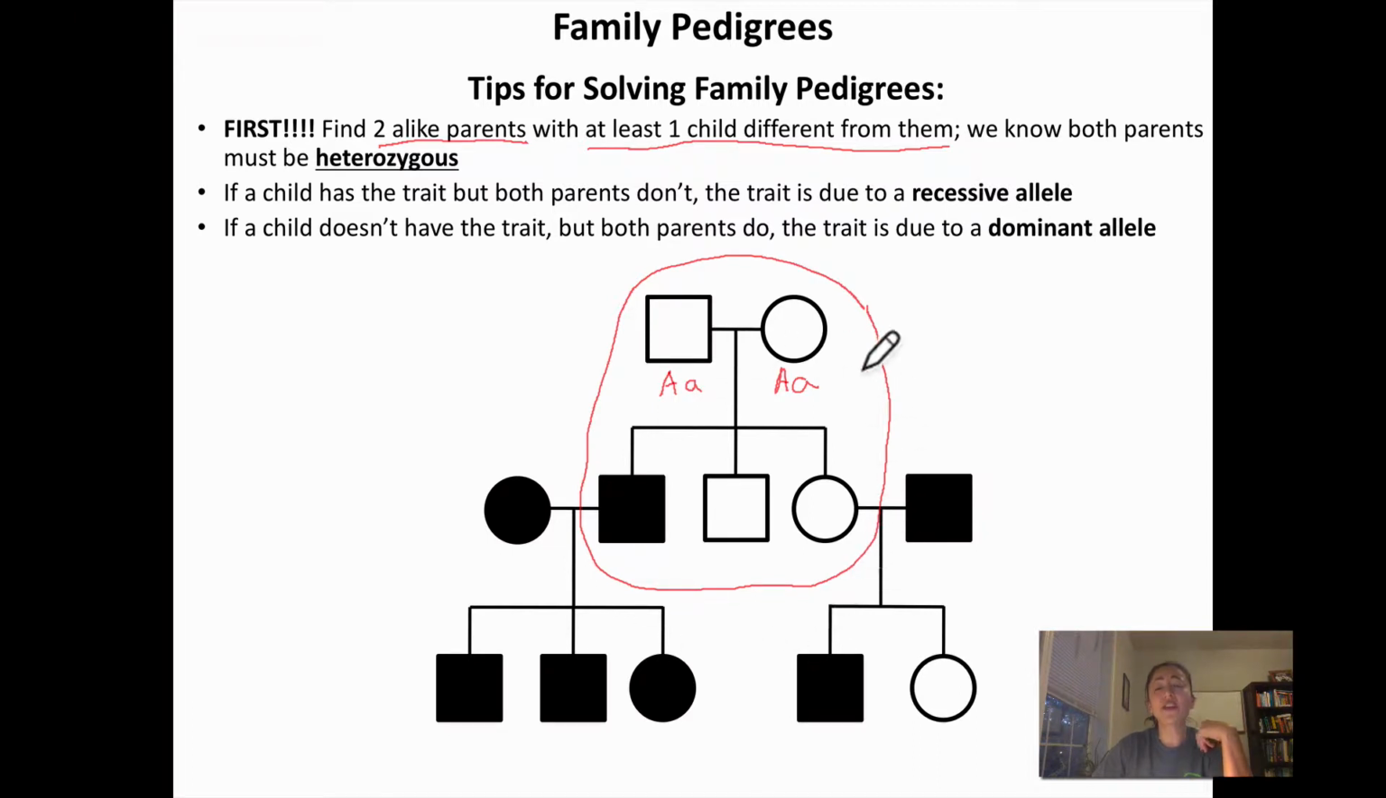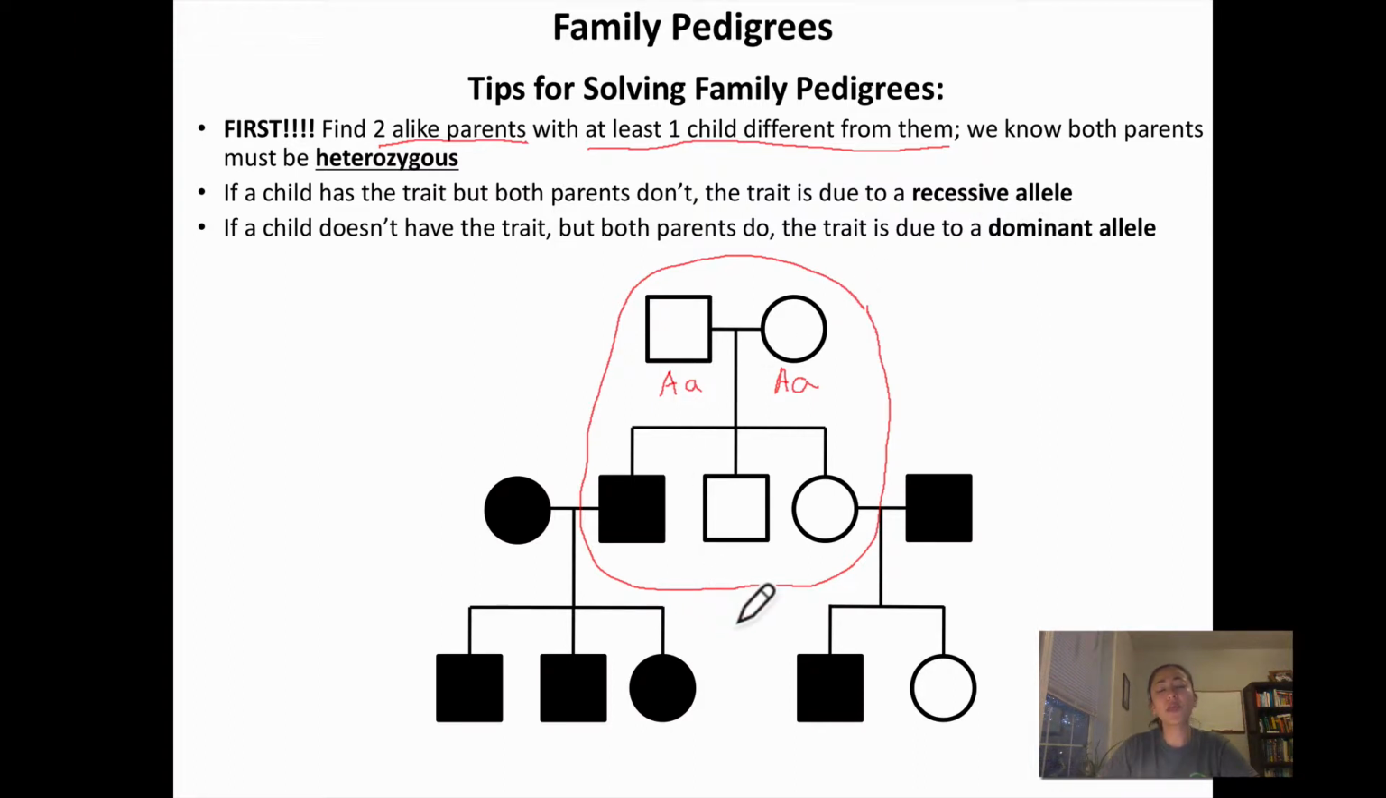You need to have this pattern to know with 100% confidence whether the trait's caused by a dominant or recessive allele. In order to figure out whether it's due to a recessive or dominant allele, there's a couple different tricks that we'll go over. But one thing that you can look at is if a child has a trait but both parents don't, then you know the trait has to be due to a recessive allele.